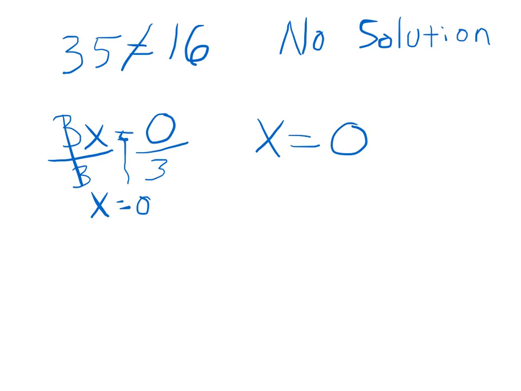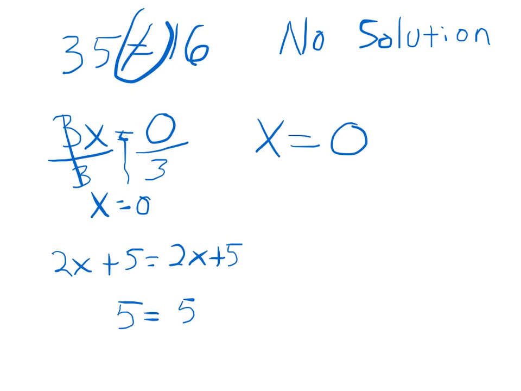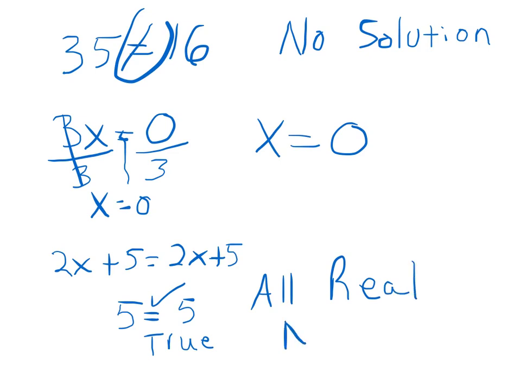Now, sometimes we will get something like 2x plus 5 is equal to 2x plus 5. Right now, we should see that they're the exact same thing on both sides. But then again, if you solve for x, your x's are going to cancel, and you're going to get 5 equals 5. Okay? So unlike the one up here where it wasn't true, is this one true? And the answer is yes, that is true. When it's true, we say that the answer is all real numbers.